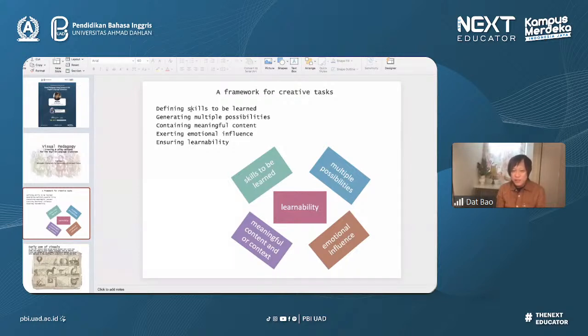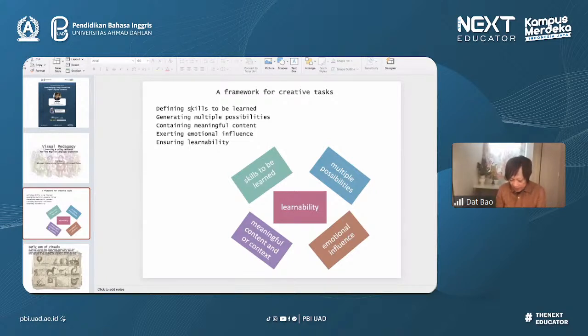And finally, you ensure learnability. The lesson is easy to learn. If a lesson is too difficult, it doesn't mean that's an advanced lesson. It means the lesson is stupid. It's just too hard. Who can learn it? So I think a smart person is someone who makes everything easy for students, so they can learn at ease and they can learn with enjoyment.